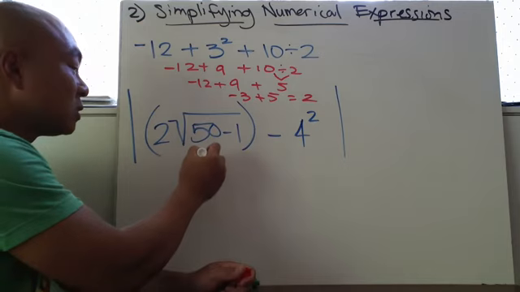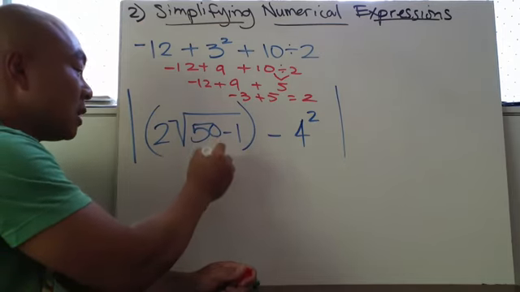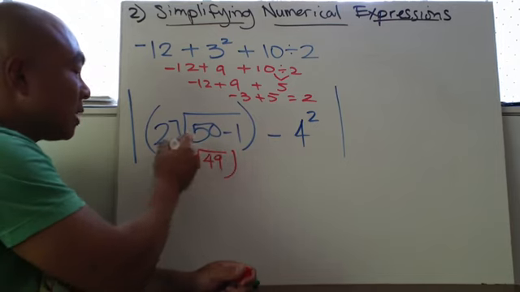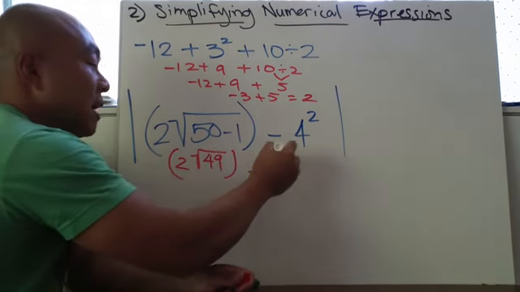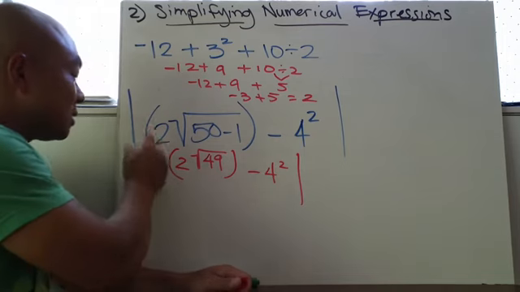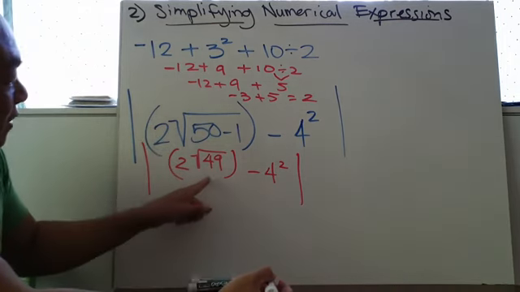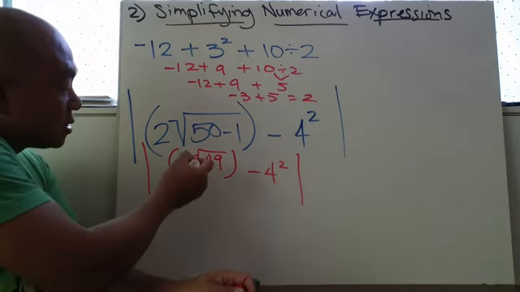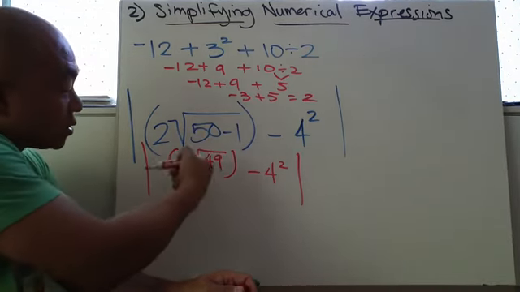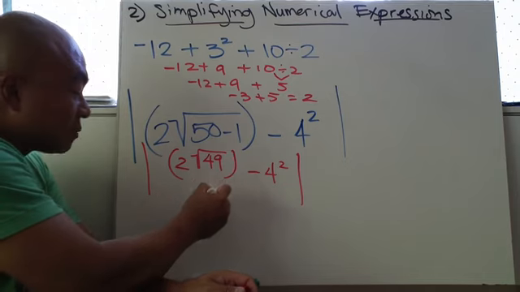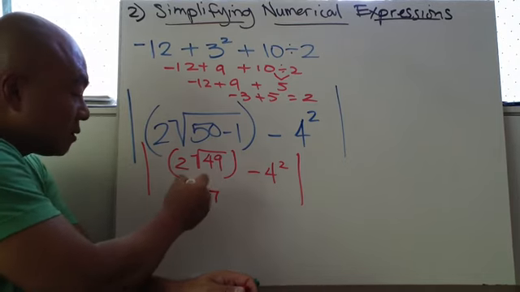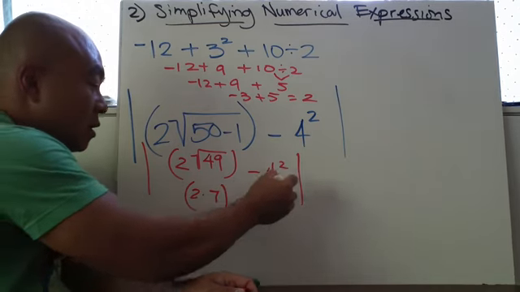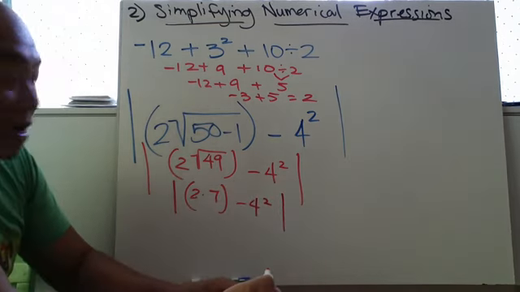50 minus 1 is going to give me 49. And again, this is a square root. Here's my 2, and I'm going to rewrite everything as is, because all I've accomplished here is to finish up that square root. Next, I'm going to do the square root. The square root of 49 is going to give me 7. Here I have 2 times 7, minus 4 to the second power, and again, the absolute value of that.